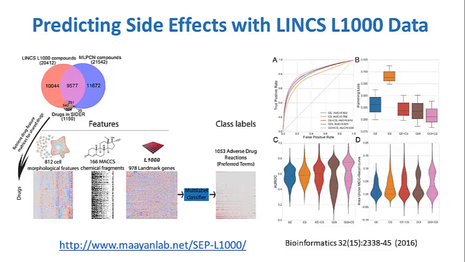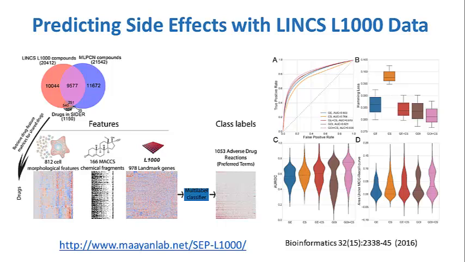The problem is that we don't really know whether the small molecule is binding to other things, and the effect is a network effect. So this is an alternative approach where we try to predict the side effects in this case, but we can also predict indications for drugs based on those features, based on this machine learning approach.